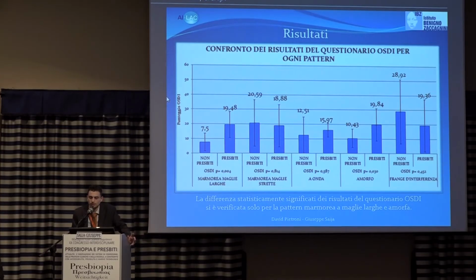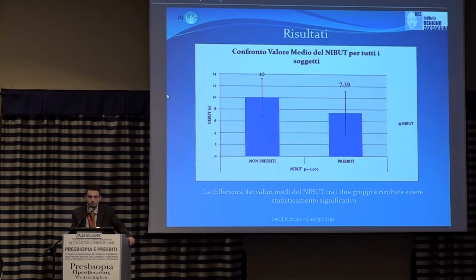As for the amorphous pattern, we did not expect any major or significant change. This pattern is a condition where the lipid layer is stable and uniform. There were no major differences in mean values between presbyopes and non-presbyopes either.